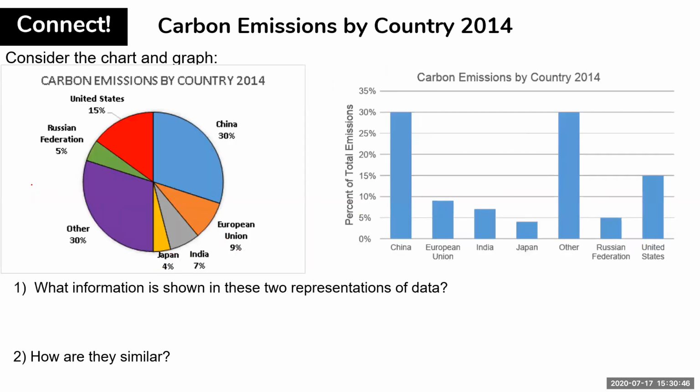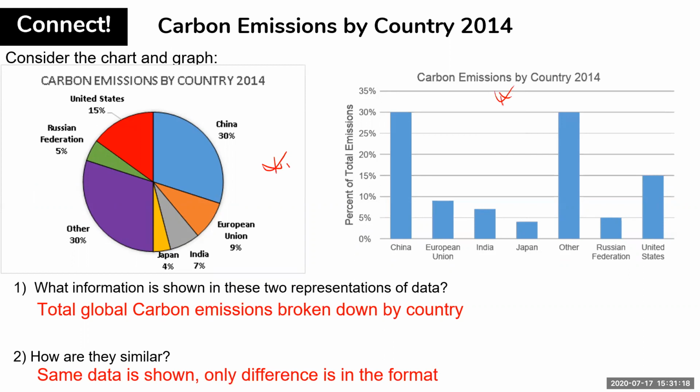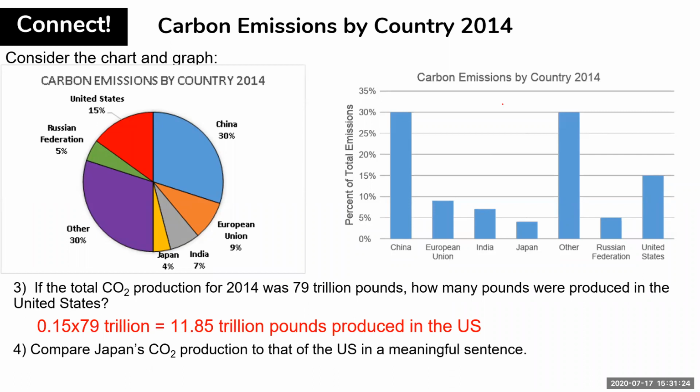So far we've gone through carbon dioxide emissions from gasoline, and carbon dioxide emissions by country. Here we are exploring the global carbon emissions broken down by country, looking at how much CO2 is being emitted. How are they similar? The same data is shown, only the format differs. Here we use a pie chart and here a bar graph, but they depict the same information. Here we want to know how many pounds were produced in the United States.